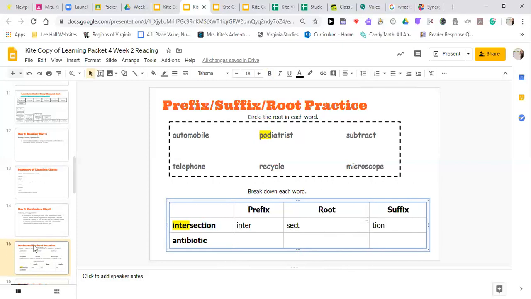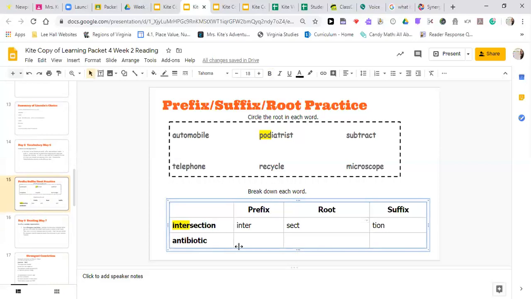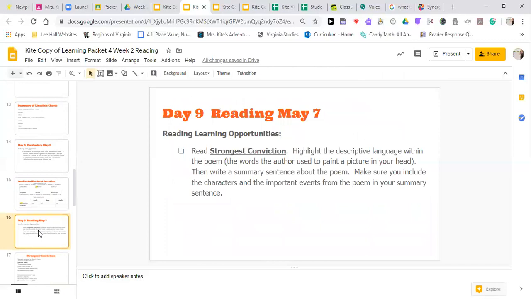Right, now let's go ahead and move on to day 9 reading. I know that you can go through the rest of these on your own. So today we're reading a new poem, and I'm going to go ahead and read that out loud. While I'm reading the poem, you are going to think about what you're going to do because today we're writing a summary sentence about the poem. Now this is going to be very tricky because you only have one sentence to write your summary in.